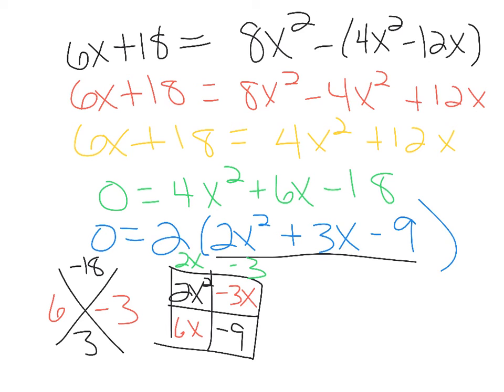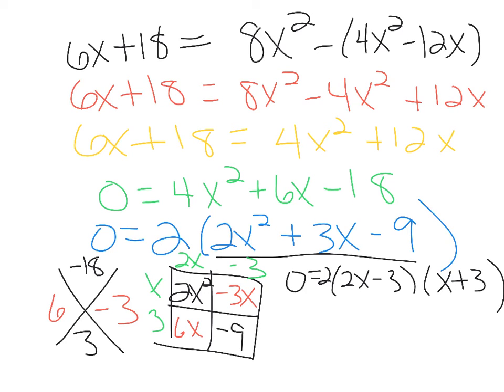Looking at 2x squared and negative 3x, their greatest common factor is x, and 6x and negative 9 have a greatest common factor of 3. So I can rewrite my equation once again as 0 equals 2 times the quantity of 2x minus 3 times the quantity of x plus 3.